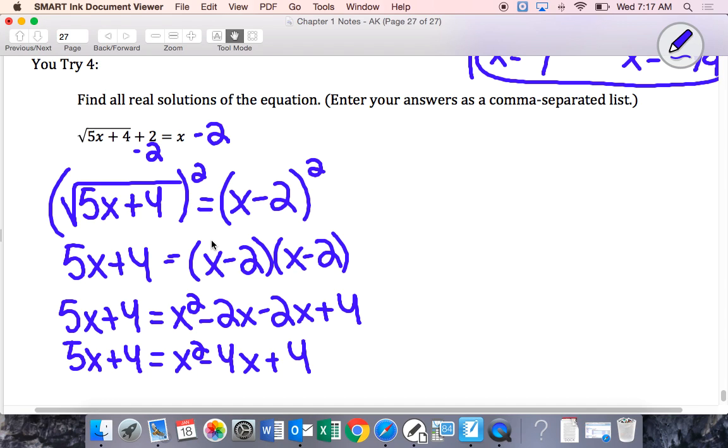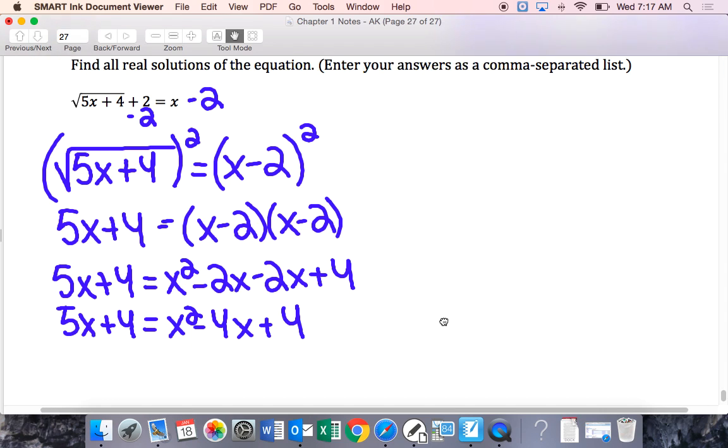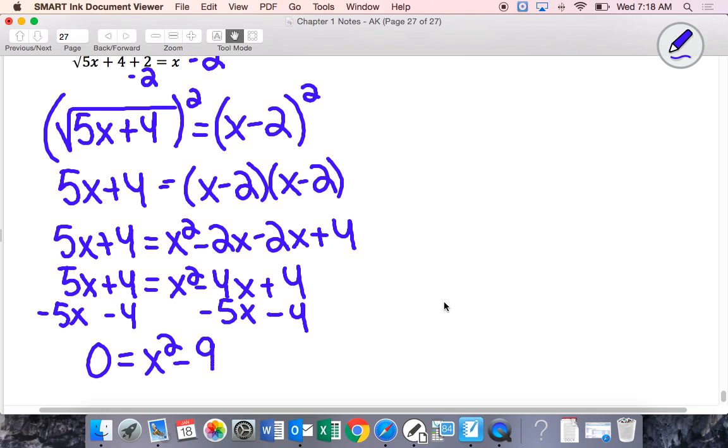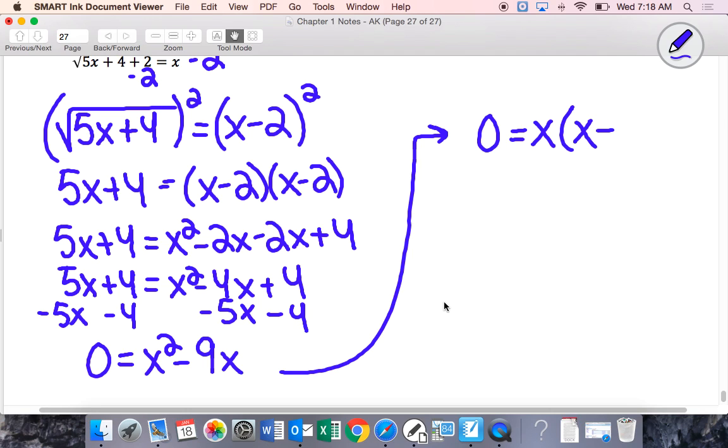Now, if you look at both sides here, they both have a 4. So if I go through and try to subtract 4 over, my 4's are going to cancel. If I subtract my 5x, I've got 0 equals x squared minus 9x. Now we have 2 terms. Remember, if you have 2 terms, we can do our greatest common factor. So take the x out, and we're left with x minus 9. So my 2 answers are 0 and 9.